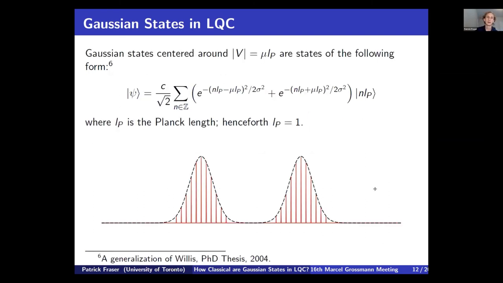Now, with this all in mind, to define a good Gaussian state in this framework, centered around some absolute volume mu, we basically do the following. We start by fixing a discrete lattice of Planck length in this volume Hilbert space, which I'm going to take to be one from here on. And we take a superposition of two different Gaussian modes, one of which is centered at the positive volume mean and the other centered at the negative volume mean. This allows us to write down a Gaussian state where the absolute volume looks like a Gaussian state, but the actual volume, when you take into account orientation, still allows for this parity symmetry.